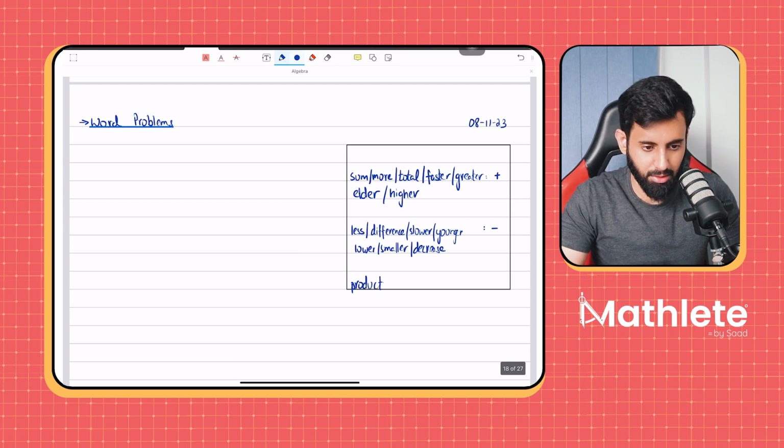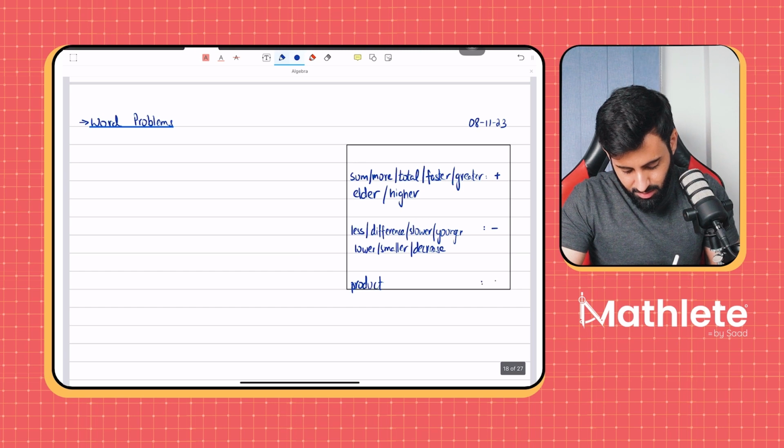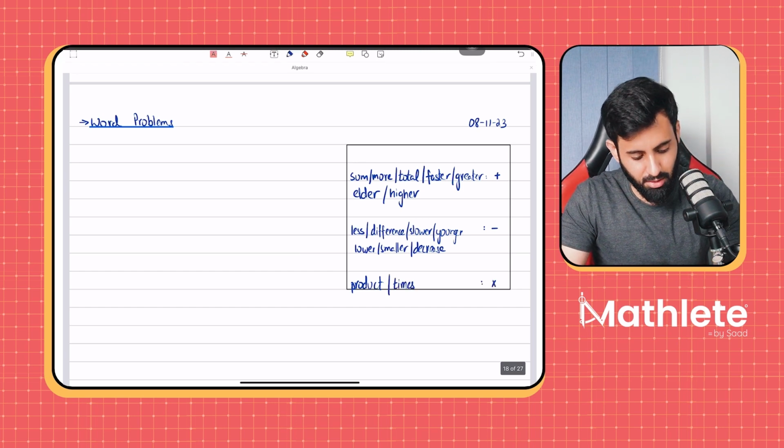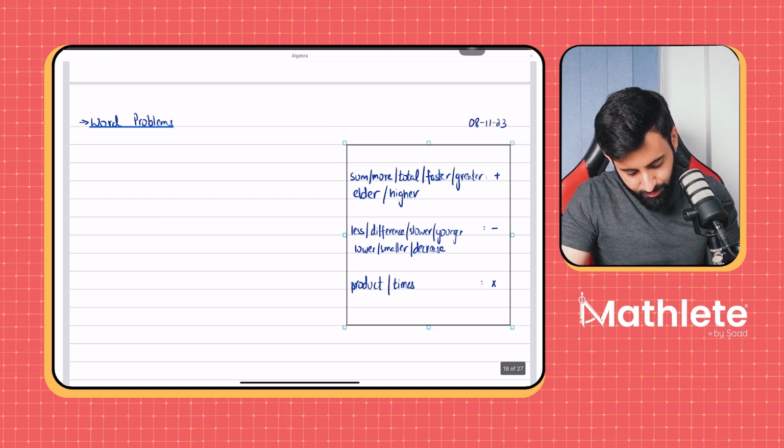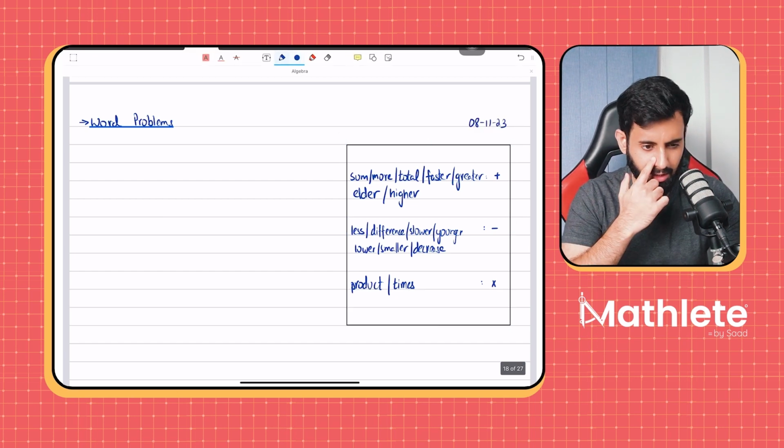All right, what do you think about product? Multiply. Multiply, that is correct. Okay, so the word product or even the word times could mean multiply. Okay, and there aren't a lot of variations for this.